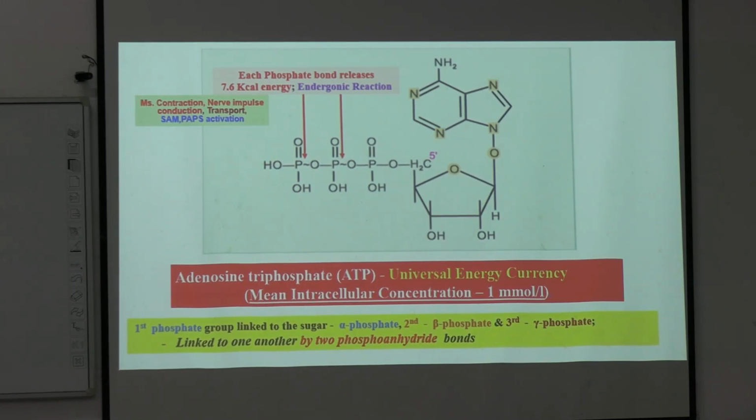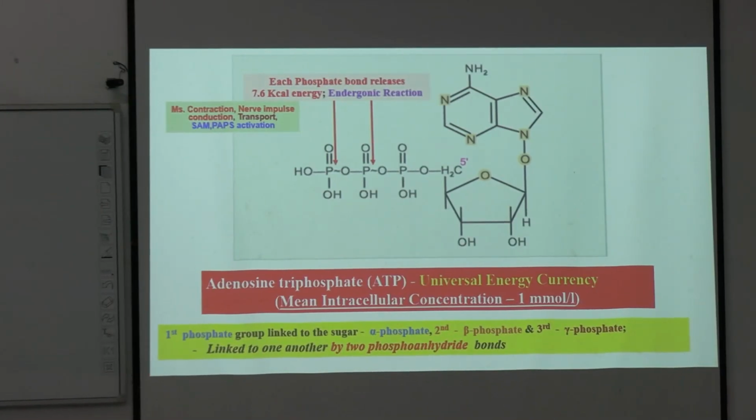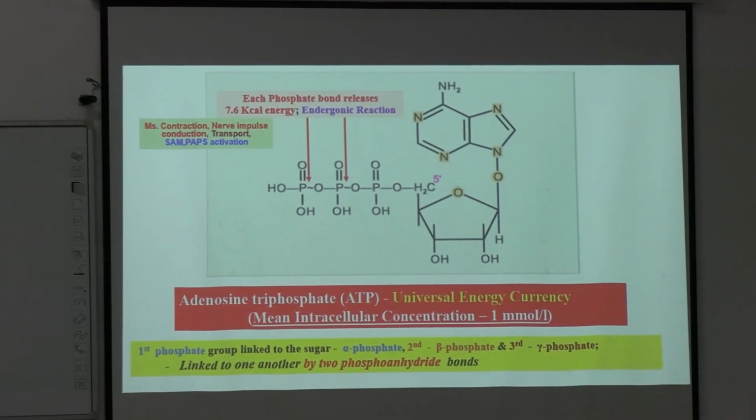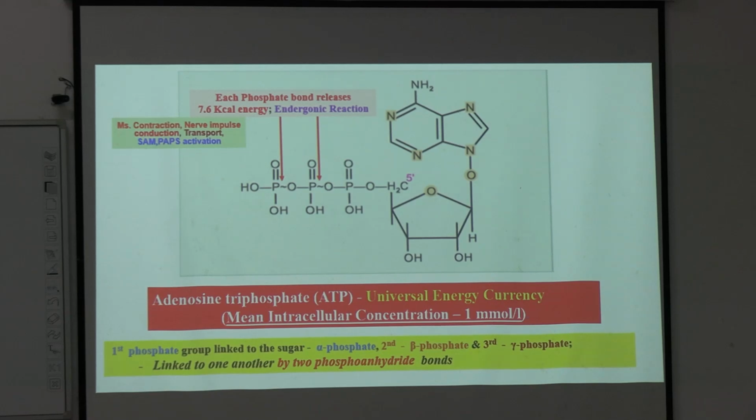What are endergonic reactions? Those chemical syntheses which will require energy. By this time we are aware that in some chemical reactions ATP or ADP was used, and that energy was obtained from the high energy phosphate bond. During muscle contraction, nerve impulse conduction, and transport, this energy is required. Because in our body, while we are sleeping, the intestine is moving and brain cells are also working. So where will they get the energy from?